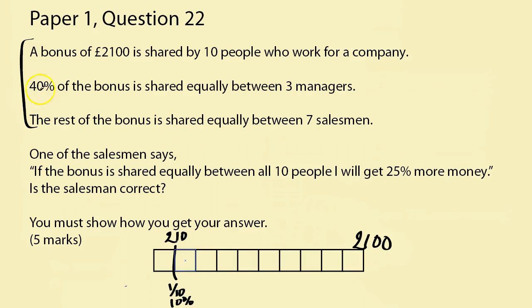So when we see that 40% of the bonus is shared equally between the managers, they take away 40%. Alright, so that's the 40% that they take. That's 4 lots of 10%. 40%, how much is that worth? It's worth 840. Most of you got that right.